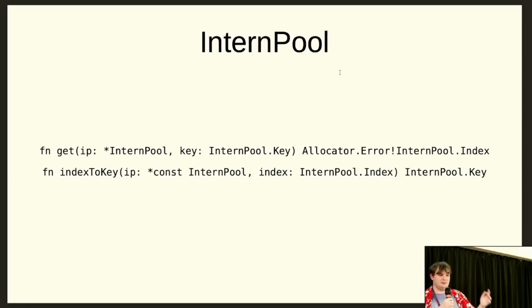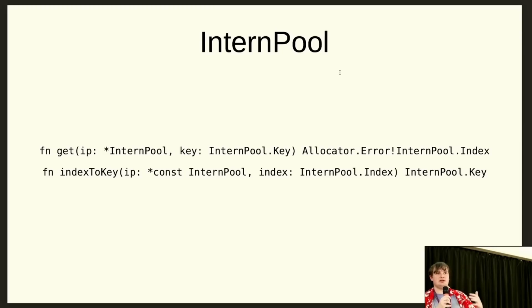So the top one, you give it a key, which you can construct however you want, and it will spit you back an index. It might be an existing index if the type or the value already existed somewhere, or it might create a new one if needed. The exclamation mark and the allocator error is just how you write errors in Zig, because this might do allocation, so it might fail. And then the second function translates the other way. You give it an index and it gives you back a key.